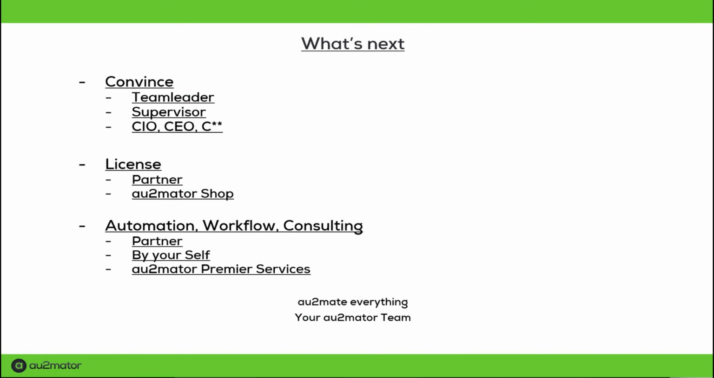So at the end, what's next? If you liked our software, if you like what you saw, you need to convince your team leader, your supervisor, your CEO. If you want to get the license, we have a lot of partners around the globe, or you can go directly to our shop or get the license directly from us. With the automation workflow consulting, we also have a lot of partners you can ask if you need help. Of course, you can do it by yourself, or you can book our premium services so we can help you with the consulting and the automation.